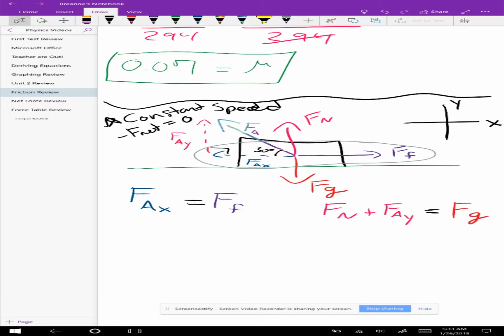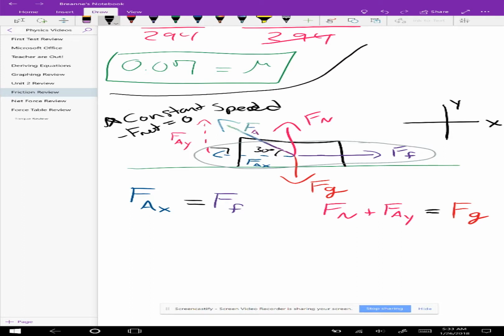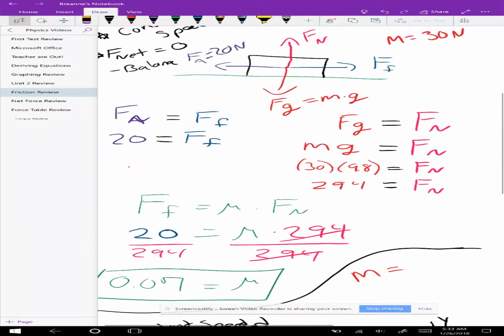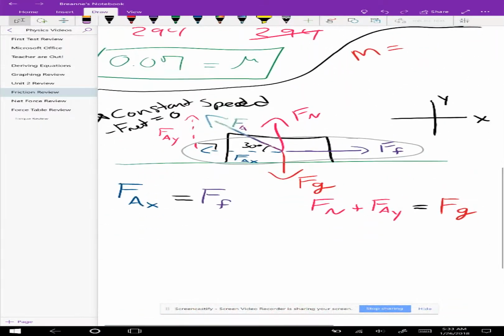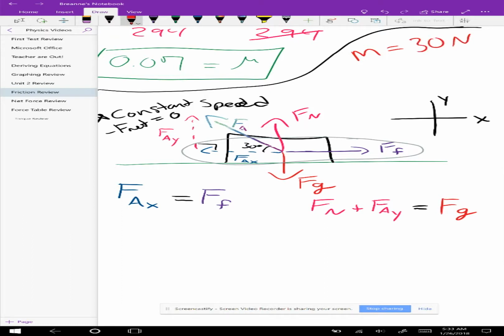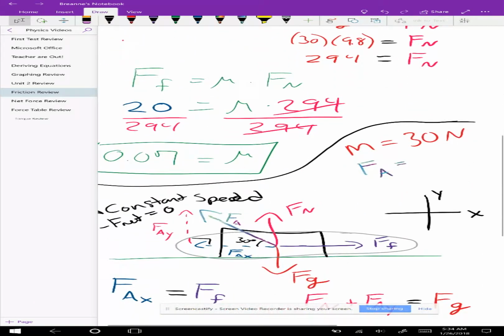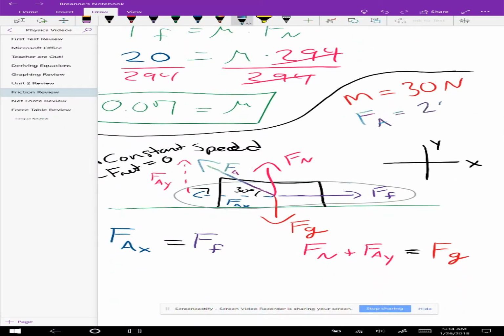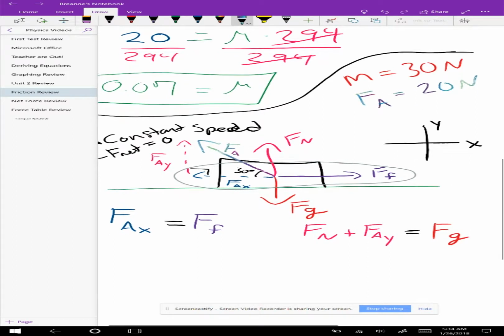Now, I need to give you a couple of givens. The mass, need a little bit more room, so let's stick with just our givens up here so we can see the difference. So our mass of the block was 30 newtons. Our force applied was 20 newtons, and we already have our angle.